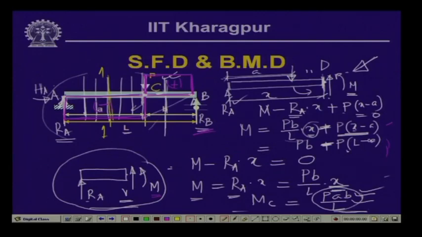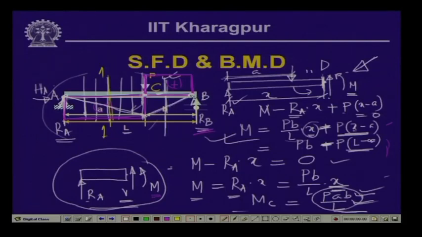So this is equal to 0. L is the whole length, a is this length, so L minus a again is b. So P b minus P b is equal to 0, and the moment at this point again is going to be 0. As you have seen, at this point the bending moment is 0, and it varies linearly going up to this point with the value of P a b by L. From the general expression of this segment, we have the bending moment as P a b by L when we substitute x equal to a, and when we substitute x equal to L, we find the bending moment here as 0.